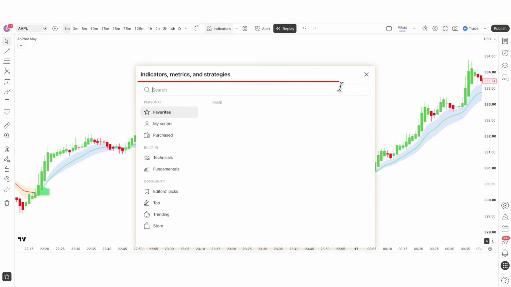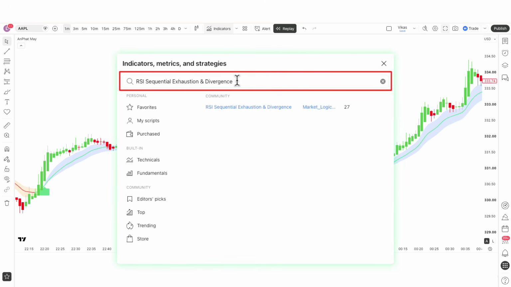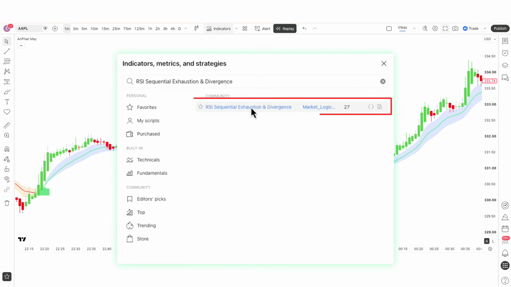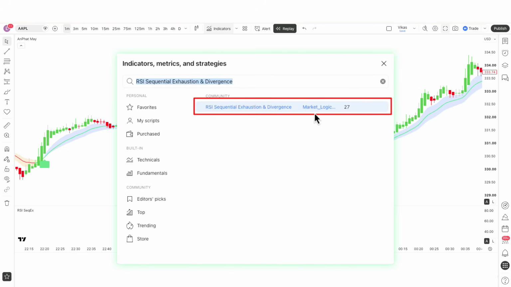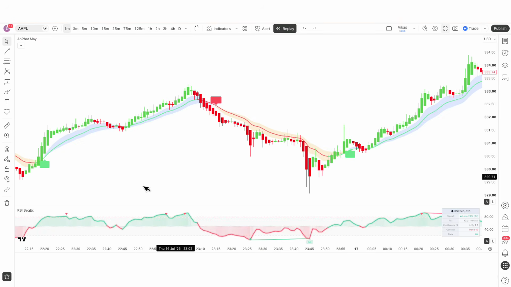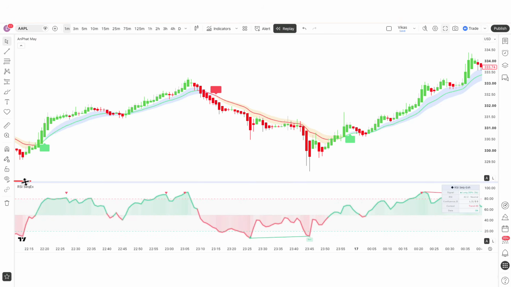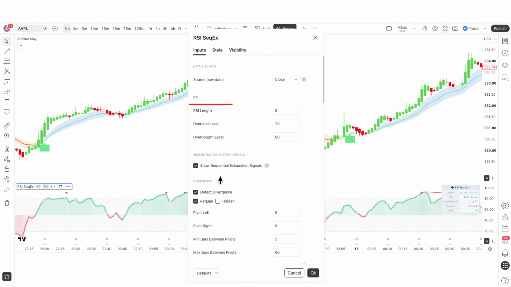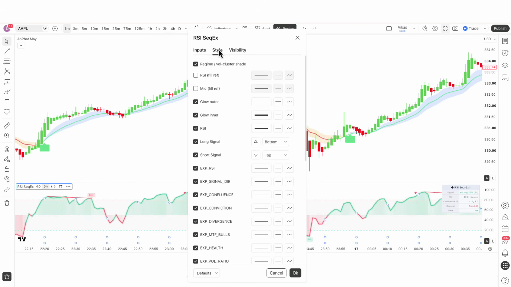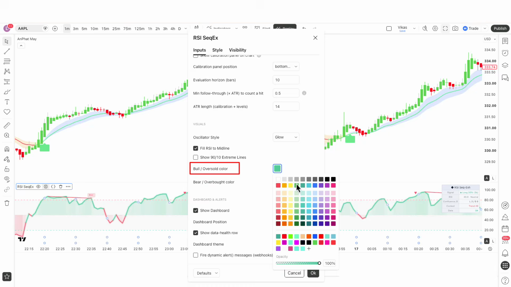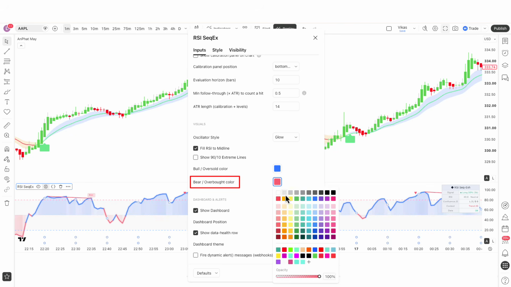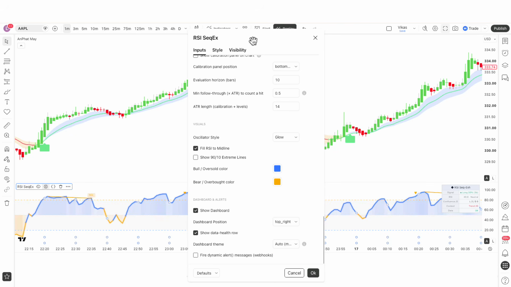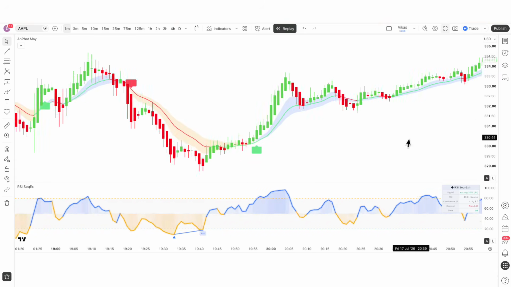Now we'll add one more indicator to make this strategy more powerful. Let's search the indicators for RSI Sequential Exhaustion and Divergence and select the one called RSI Sequential Exhaustion, created by Market Logic. Now let's access the settings of this indicator so we can modify it to suit our strategy. We change RSI length 8 to 6, then change bull oversold color green to blue, and bear overbought color red to orange. Here everything is fine after that. Click OK. Now our setup is ready.